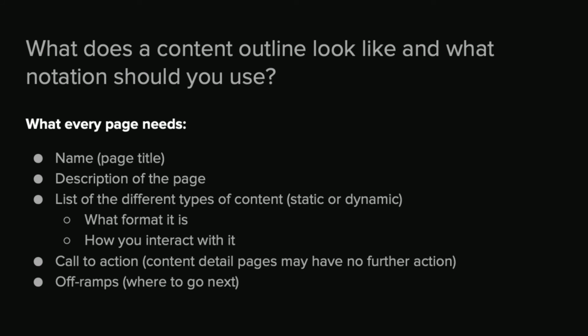But if in doubt, these are the things that you should include in any content outline. You can give it a page title, description of the page, a list of the different types of content, whether static or dynamic, and for each piece of content, define what format it is and how you interact with it. Include any calls to action, though some pages may have no further action, such as if it's a content detail page. And any off-ramps or links to other places on the site can be called out.